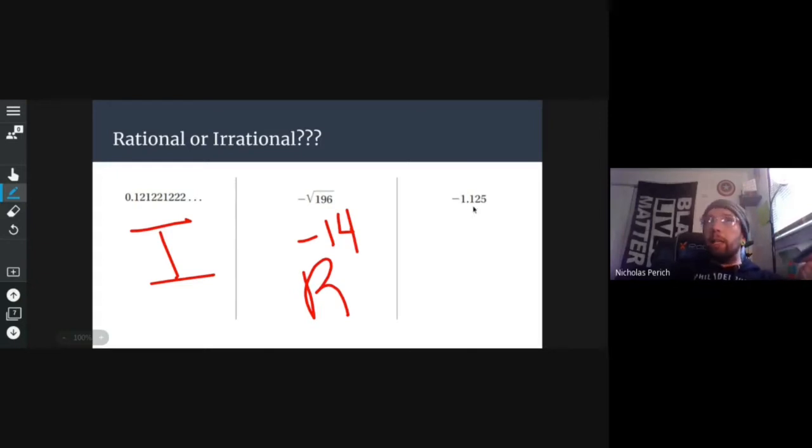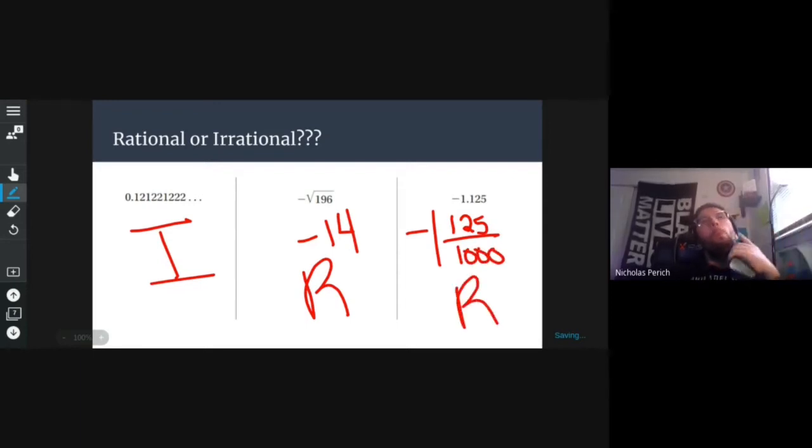Back in the day, you were taught that the way you were supposed to read this is 1 and 125 thousandths. So I could write this as negative 1 and 125 thousandths. Oh, look, a fraction, which means it's rational. So if it's a decimal that stops, it's rational. If it's a decimal that goes on forever but has a pattern, it's rational. If it's a decimal that goes on forever but doesn't have a pattern and you can't put a line over it, it's irrational.